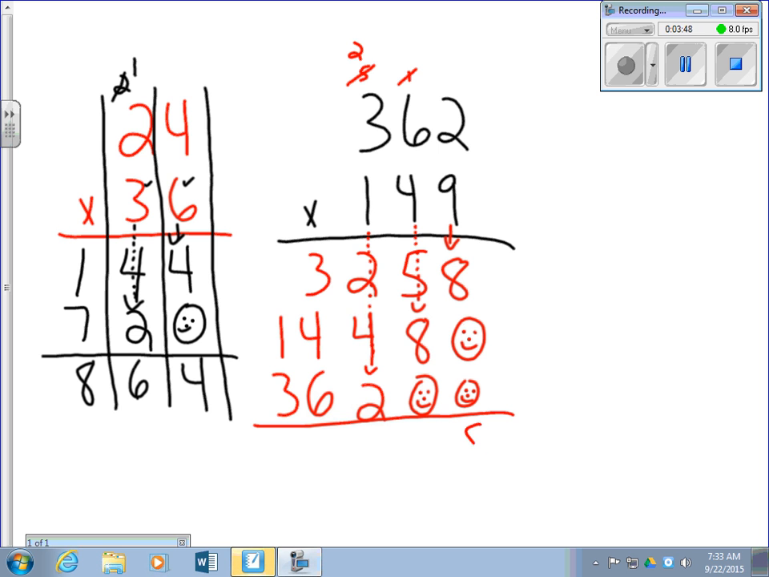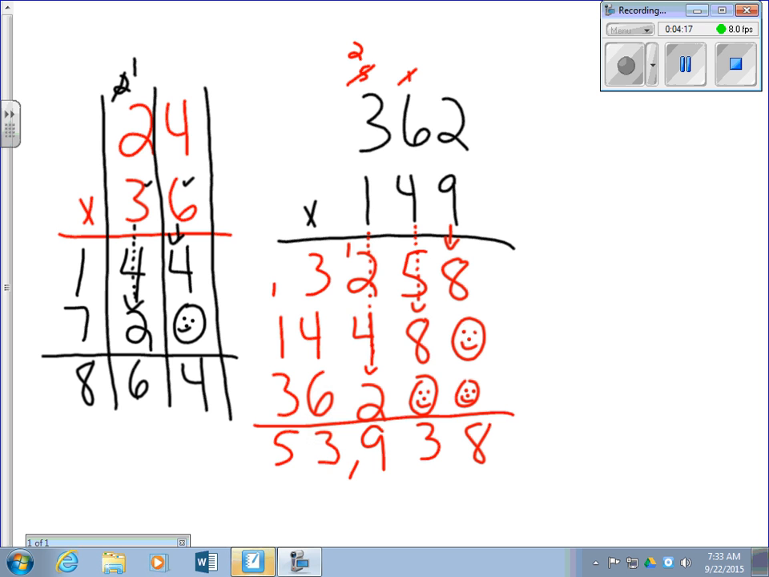I have an 8. 8 and 5 is 13. Put down my 3, carry my 1. That's 4, 5, 6, 7, 8, 9. 6 plus 4 is 10, plus 3 is 13. Put down my 3, carry my 1. 3, 4, 5, boom. So I have 362 times 149 is 53,938.